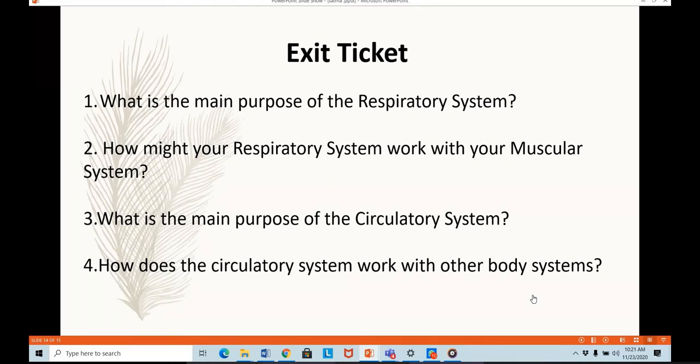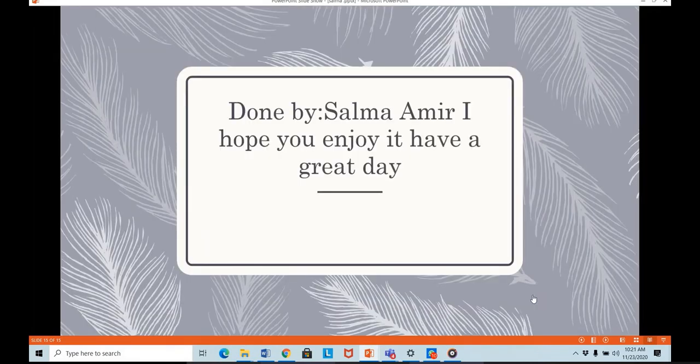Here, this is the exit ticket. That's what I showed you in the previous slide. We learned about the main purpose of the respiratory system and how might your respiratory system work with your muscle system. What is the main purpose of the circulatory system and how does the circulatory system work with other body systems?